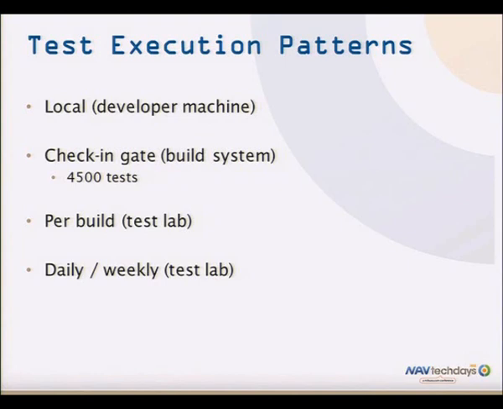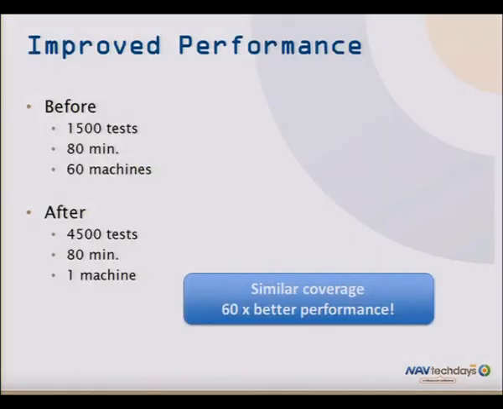So this gives an impression of the difference in performance compared to the old approach, where we used UI frameworks that were not performing that well. Before, for instance, we had 1,500 tests, and they would execute in 80 minutes in our test lab, using 60 machines. After we converted those tests to 4,500 AL tests, which don't map one-to-one but have similar coverage, we could execute those also in 80 minutes, but on a single machine. So you could say it's already a 60-times performance improvement by switching to an AL-based solution of testing.